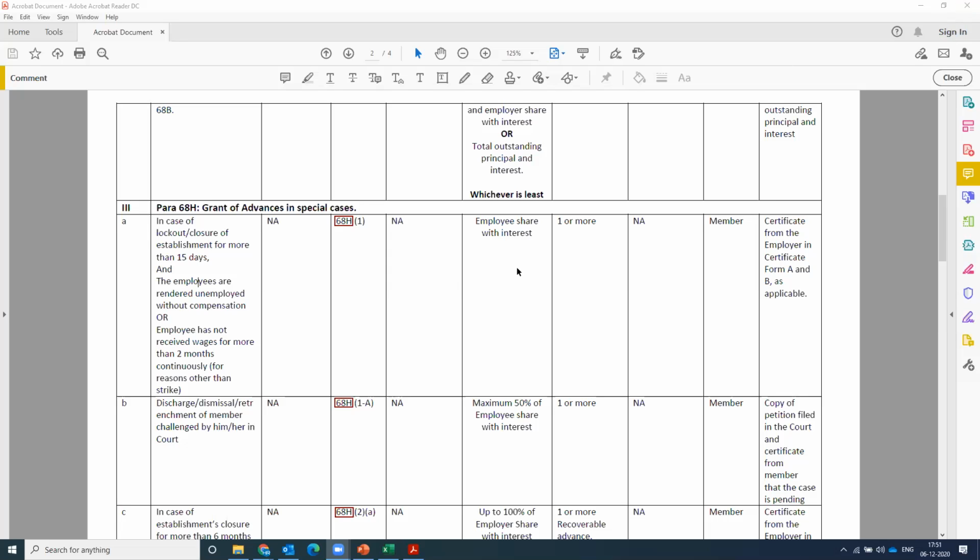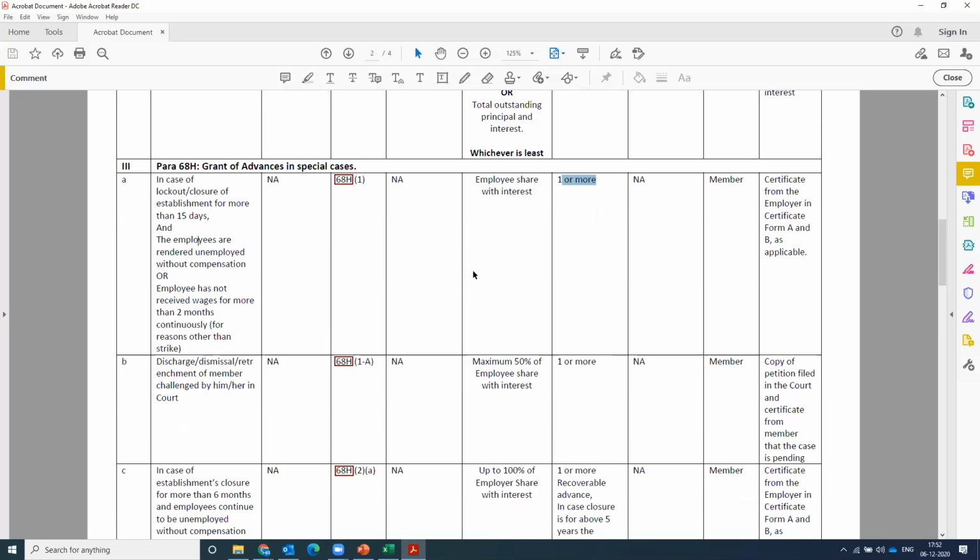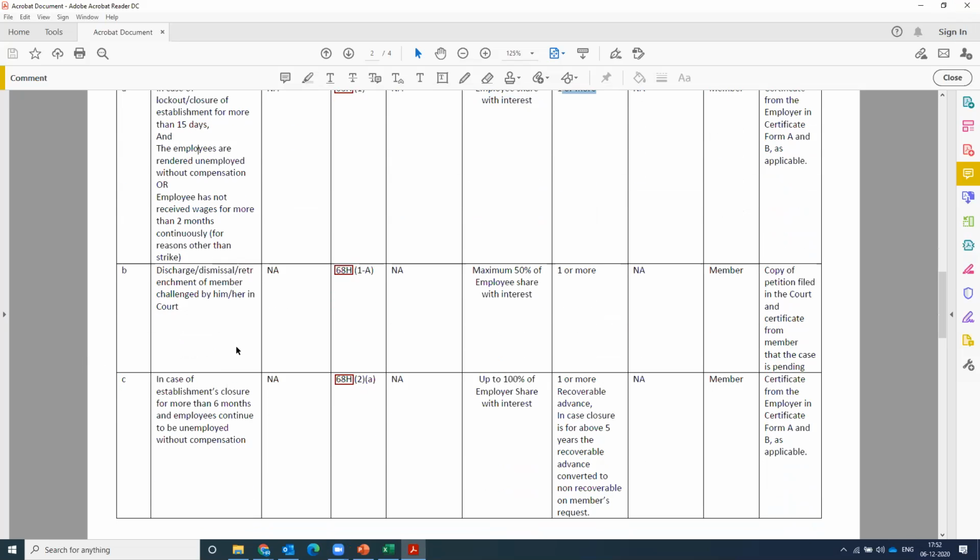So, guys, these are the cases where the employee can apply for the advance withdrawal, and for these kinds of cases, for the grant of advance in special cases, there is no eligibility criteria. There is no service period required for the withdrawal. The employee usually gets the employee share with interest, right? Only once or twice the employee can apply for this. Then there are other cases also.